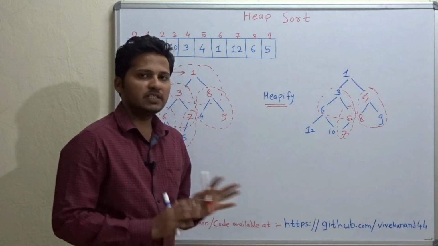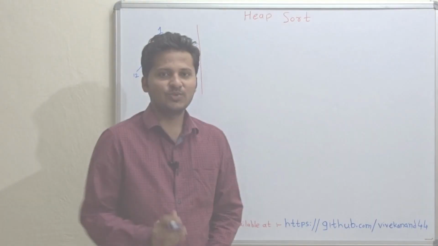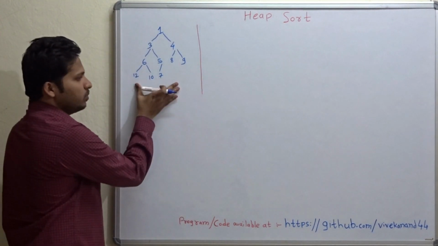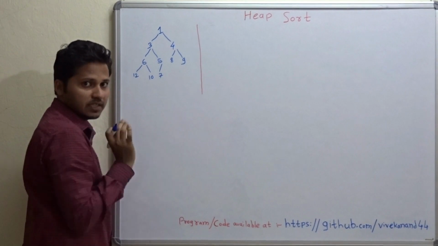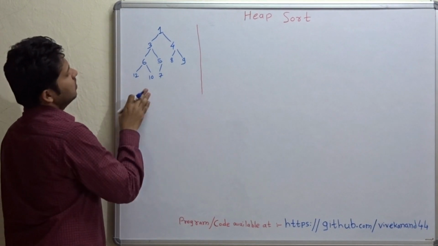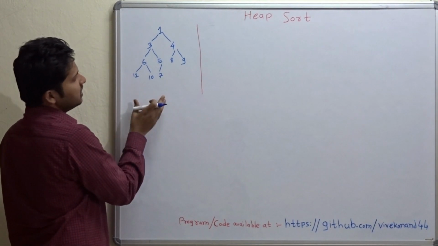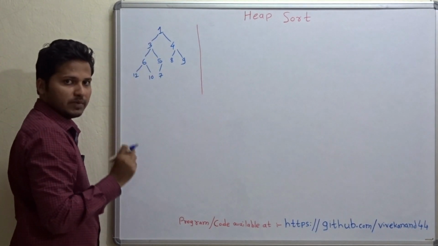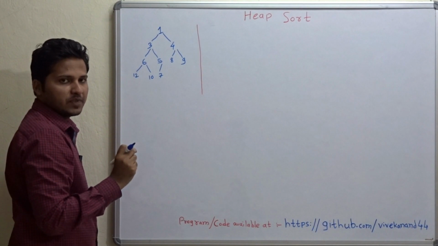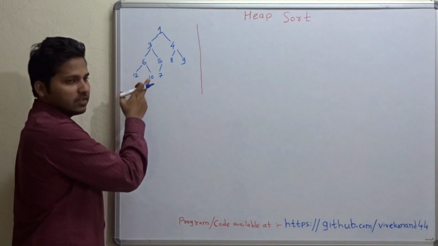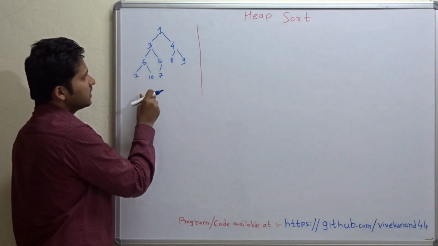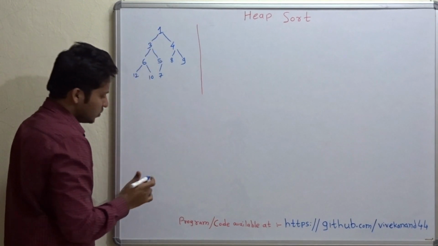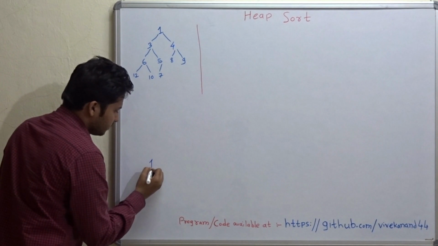Now I will explain heap sort. So let's start with heap sort. So this is the heap which we formed in our last step. Now as this is the min heap, the root node is always the minimum element in our array. The array we have converted into this binary tree, so we can say 1 is the minimum element in this tree. So we note it down.